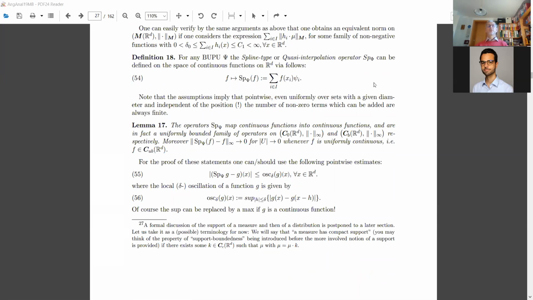So the terminology I will use is I call SP psi. So psi is such a partition of unity, a bupu. I call it a spline approximation operator, a spline type operator, or a quasi-interpolation operator. I don't want to move things too much, but the term quasi-interpolation is, of course, a generalization of the term interpolation operator.